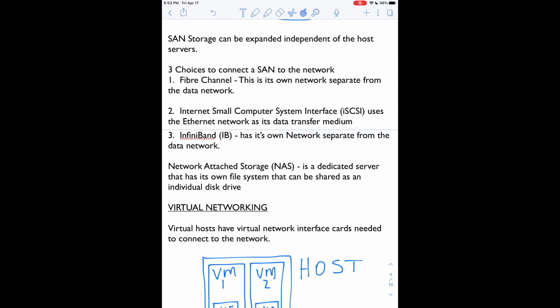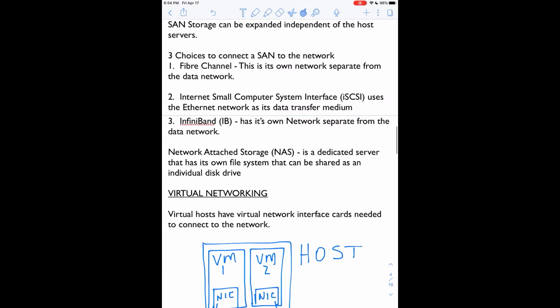iSCSI, or the Internet Small Computer Systems Interface, uses the Ethernet network as its data transfer medium. So the same Ethernet switch you plug your VM host into is the same one you're going to plug iSCSI into. And InfiniBand has its own network. It's separate from the data network. On this one, it's important to know that InfiniBand is a way to expand disks, and it's related to SAN technology. And like fiber channel, it has its own separate network from the network data.